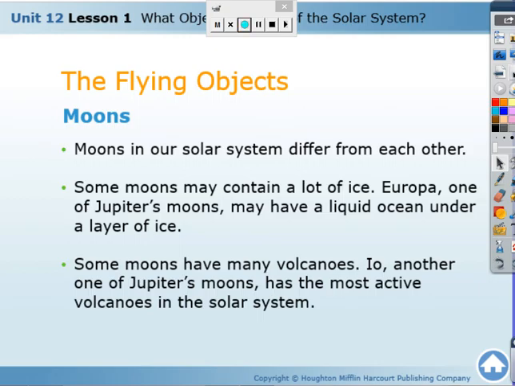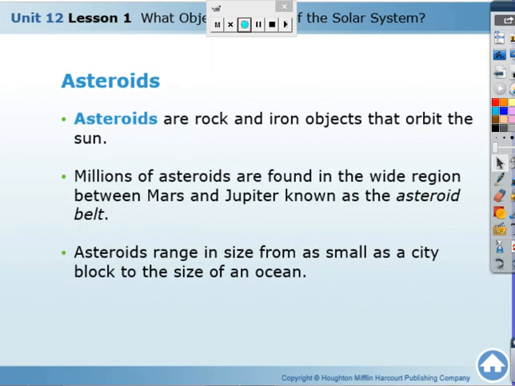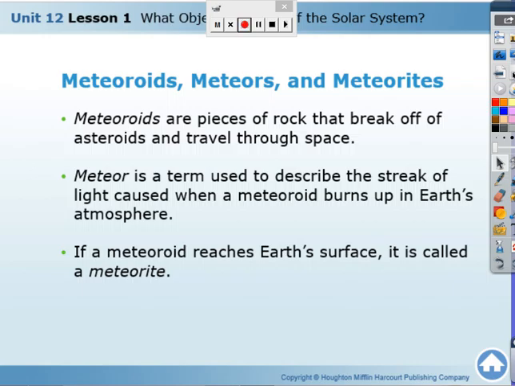Moving on to flying objects, dwarf planets, poor little Pluto, asteroids, meteors, meteoroids, meteorites. Remember on the question, be sure you understand the difference between all three of these and when in the atmosphere or the solar system do they change names.